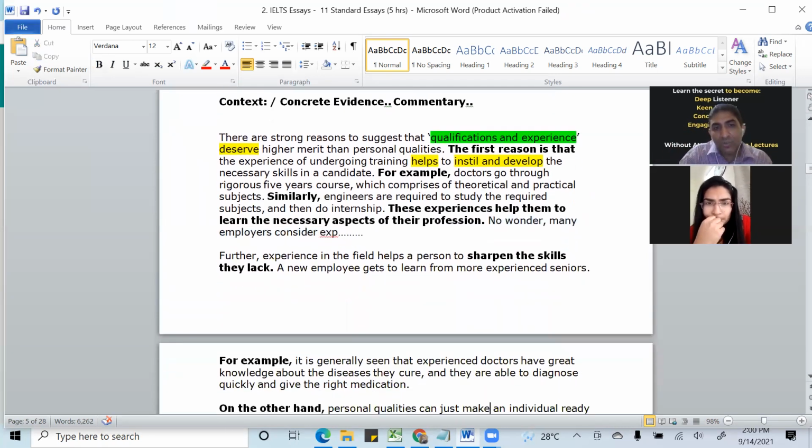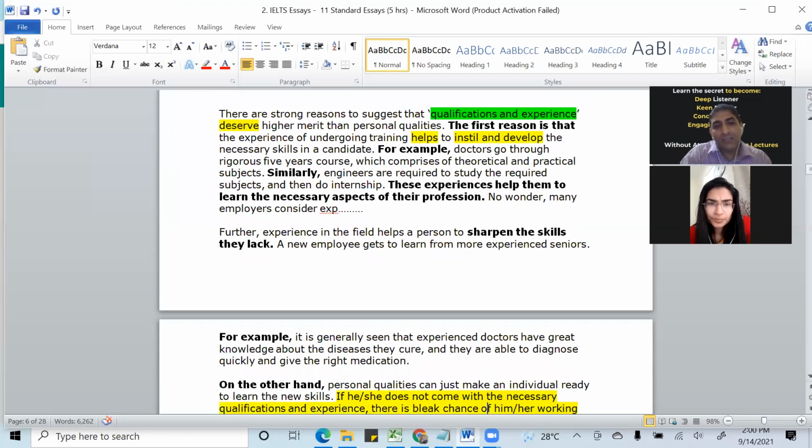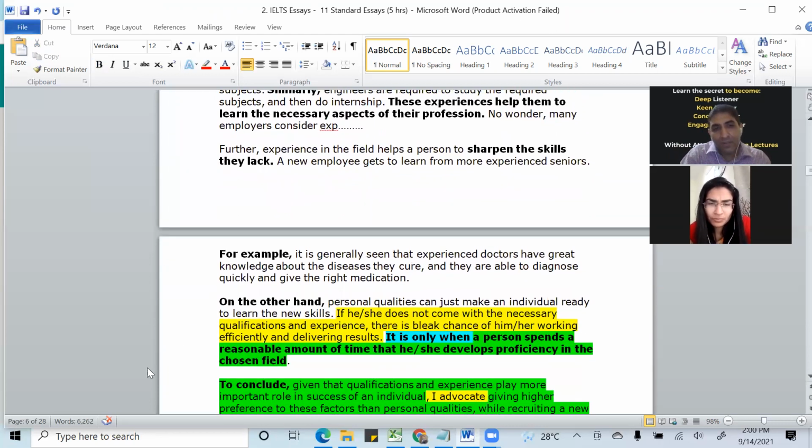This is how you can go through the essays and see that every paragraph is structured like that. On the other hand, personal qualities can only make an individual ready to learn the new skills. कि भैया इसके जरिए तो न्यू स्किल ही सीख सकते हो, मतलब रेडी हो जाते हो अगर तुम्हारी अच्छी क्वालिटी है कोई तो. कैसे, if he or she does not come with necessary qualification, experience, there is bleak chance of him or her working efficiently and delivering results.